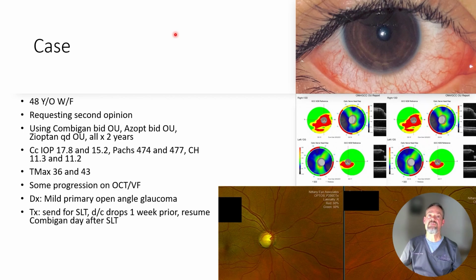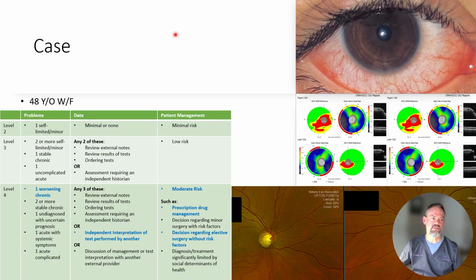And we reviewed the visual fields and OCTs from her prior doctor, and we found some progression compared to the results that we ran that day. So our diagnosis is mild primary open-angle glaucoma. We're going to send her for an SLT by a different provider. We are going to discontinue the drops 1 week prior. We're going to resume Combigan the day after SLT. So how should we code this particular patient?